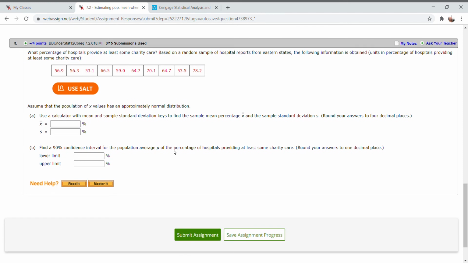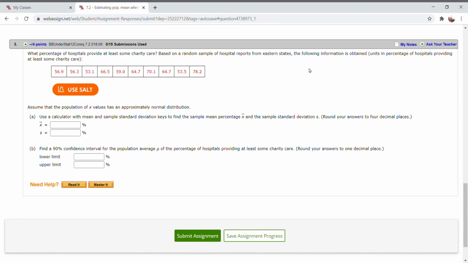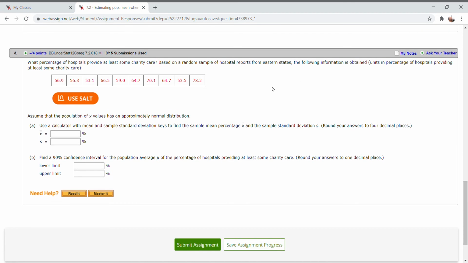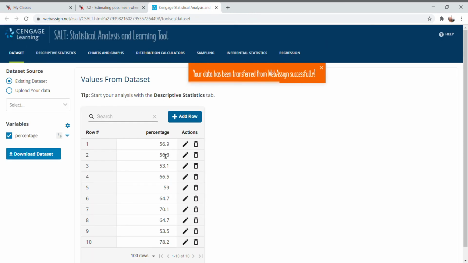And then finally, number 3: what percentage of hospitals provide at least some charity care, based on a random sample of hospital reports from eastern states? The following information is obtained. Units are the percentage of hospitals providing at least some charity care. 1, 2, 3, 4, 5, 6, 7, 8, 9, 10 data points here. All right, so pull up our data.